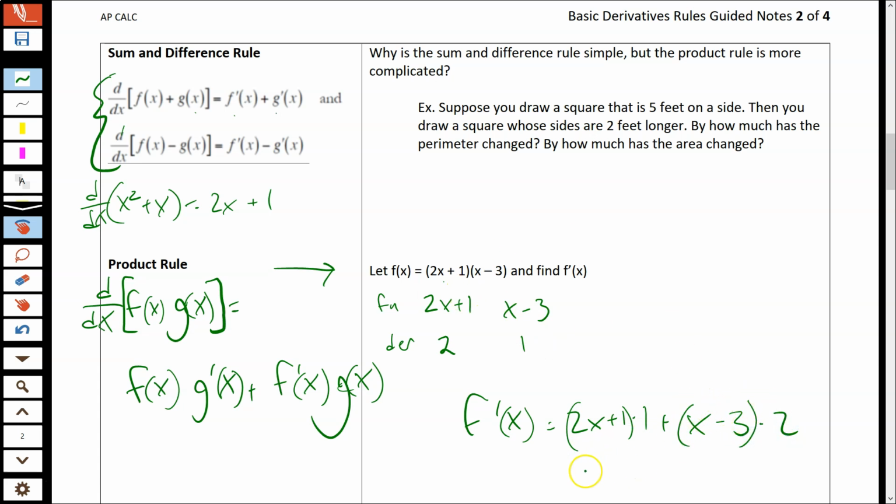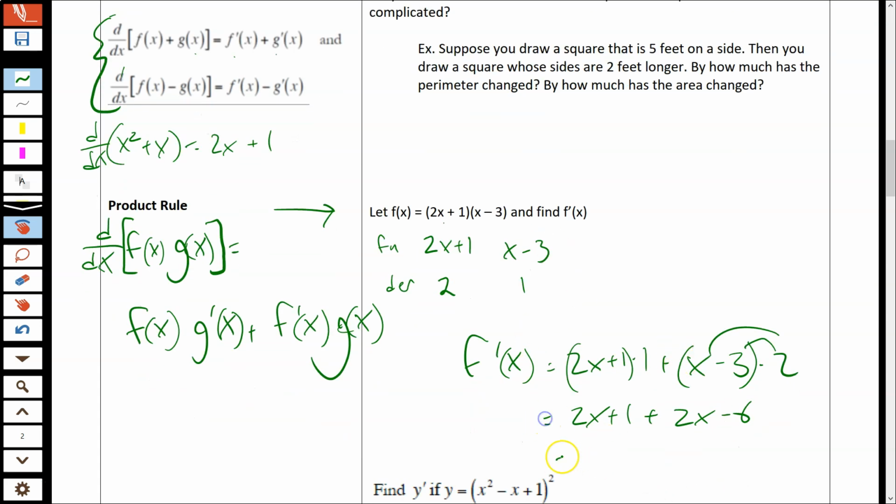Okay? And then we can simplify. So obviously multiplying by that 1 doesn't change 2x plus 1, but here we want to distribute my 2. And then I can combine like terms. So that's my f prime of x. So a little more complicated than multiplying the derivatives together, because if we just multiplied the derivatives together, we would get 2 times 1 is 2, and that's obviously not the result we got here, right?